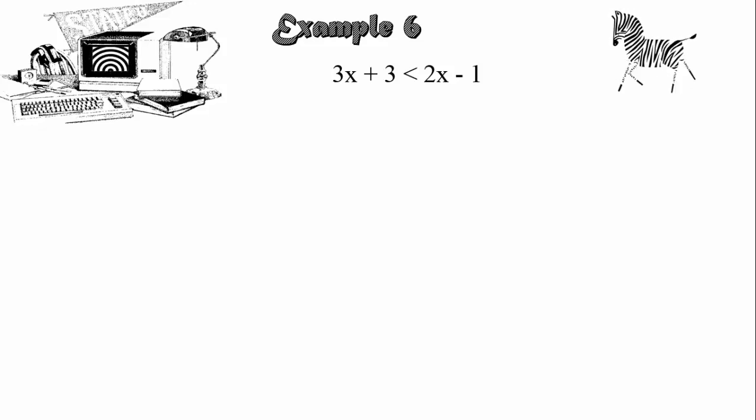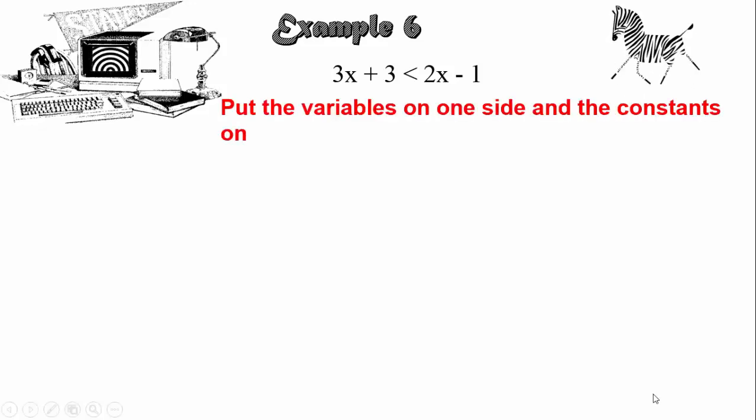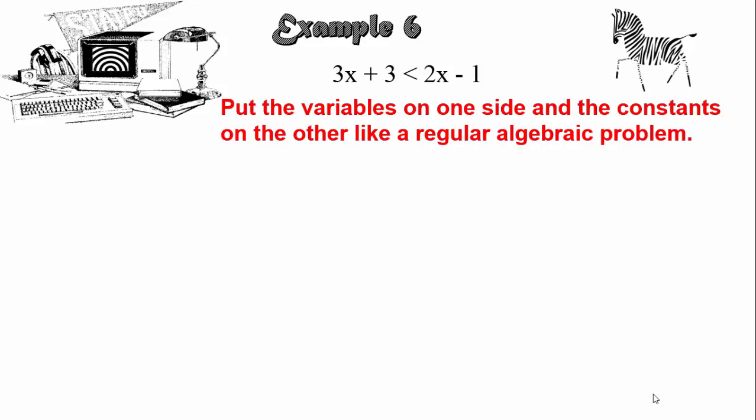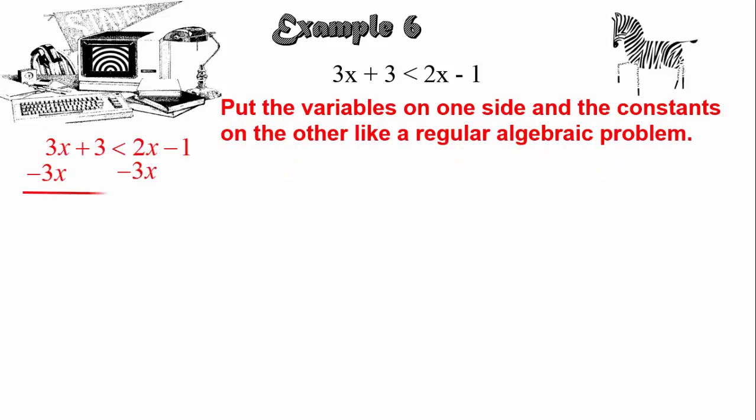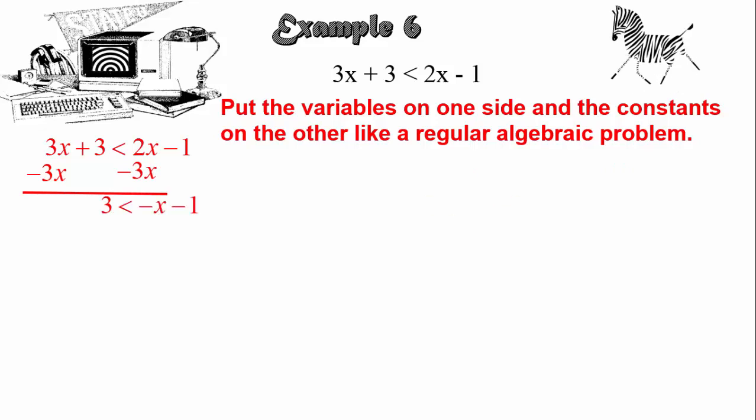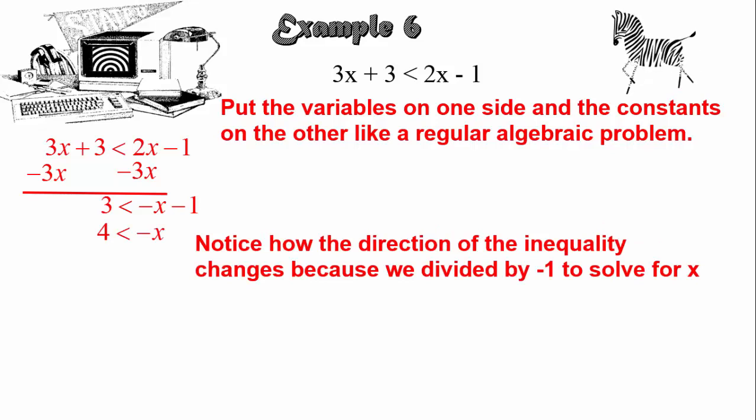Reviewing what we just did on the whiteboard, we put the variables on one side and the constants on the other side like a regular algebraic problem. So here we go, solving this as though it's a regular algebraic problem. We get 4 is less than negative x. Notice how the direction of the inequality changes because we divide by negative 1 to solve for x.